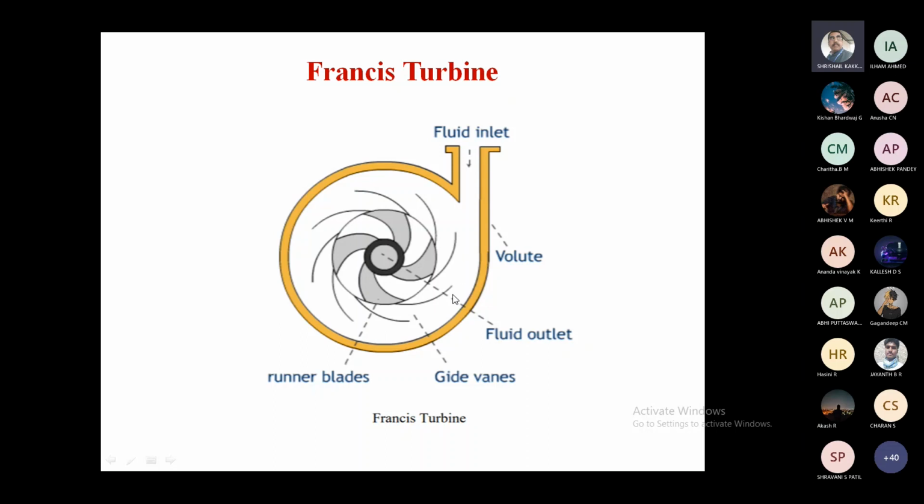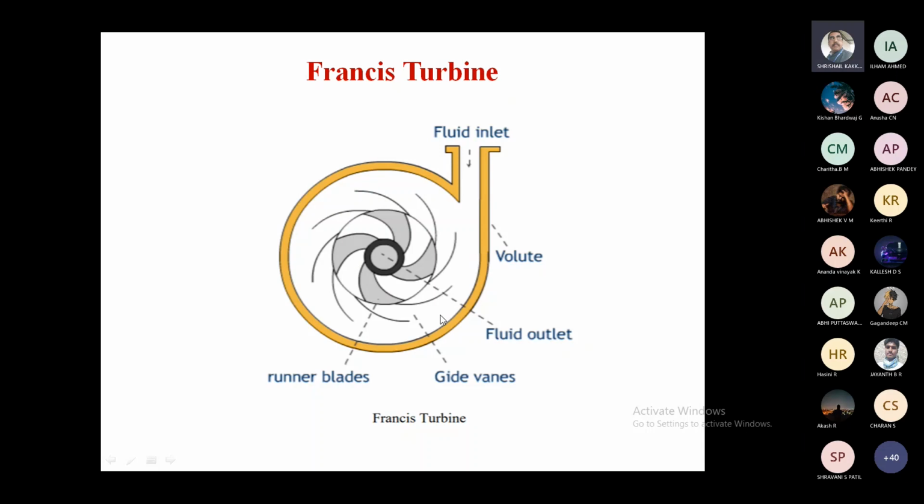Now in the Kaplan turbine as well as the Francis turbine, we have the vanes or blades or buckets fixed over the runner. Here we have the fixed blades and the moving blades. The fixed blades are called guide blades or guide vanes, and the runner vanes are called running vanes or vanes, which are directly fixed over the runner.